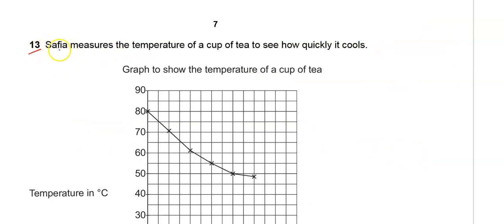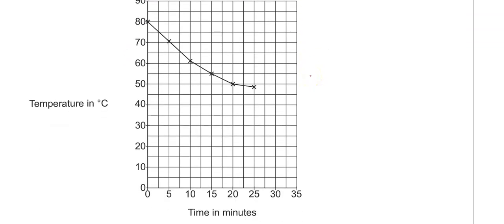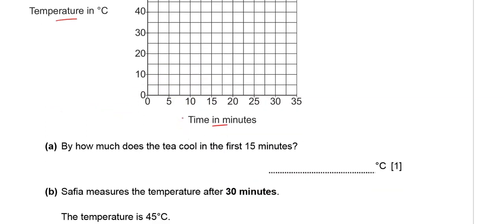Question number 13. Sophia measures the temperature of a cup of tea to see how quickly it cools. The graph shows the temperature of a cup of tea in degrees Celsius on the y-axis, time on the x-axis. By how much does the tea cool in the first 15 minutes?